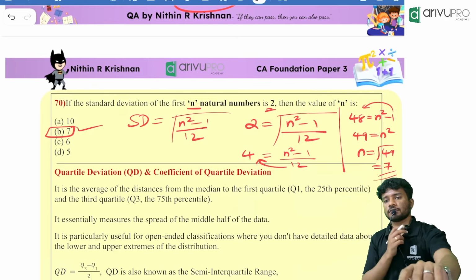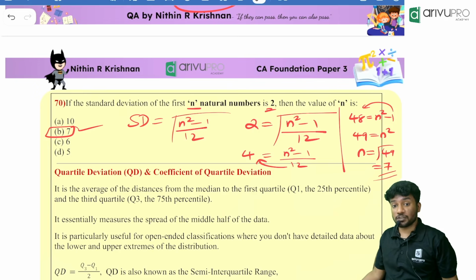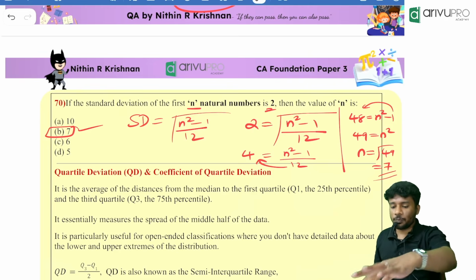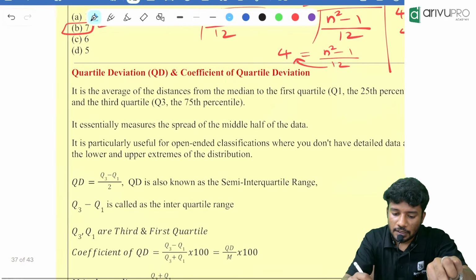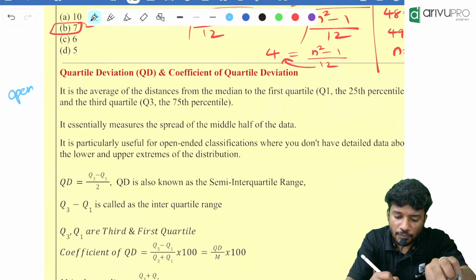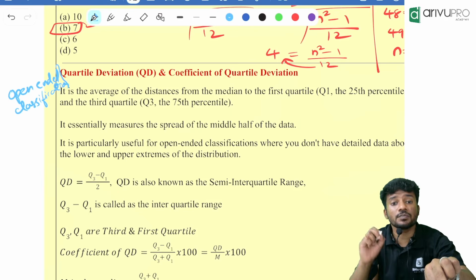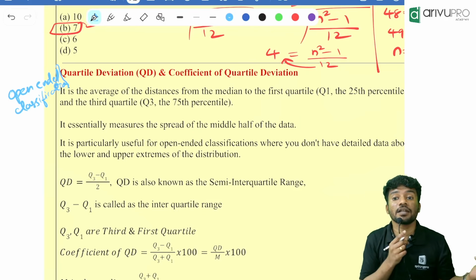So we are going for the final measure of dispersion, that is called quartile deviation and coefficient of quartile deviation. One more important thing I want to tell right away. It is the measure used for open-ended classification. Whenever open-ended classification is there, which is the best measure of dispersion? Quartile deviation.